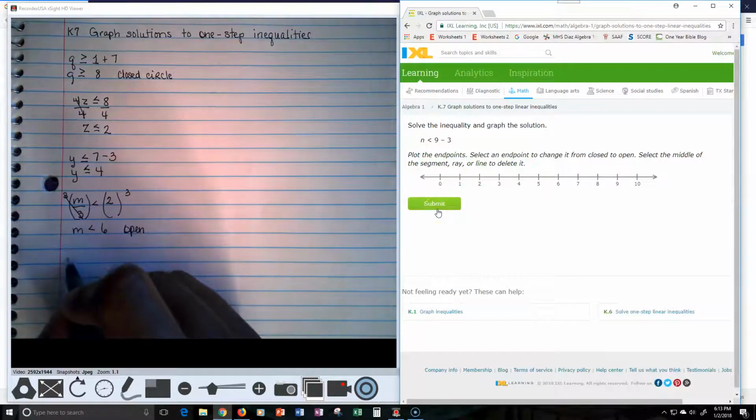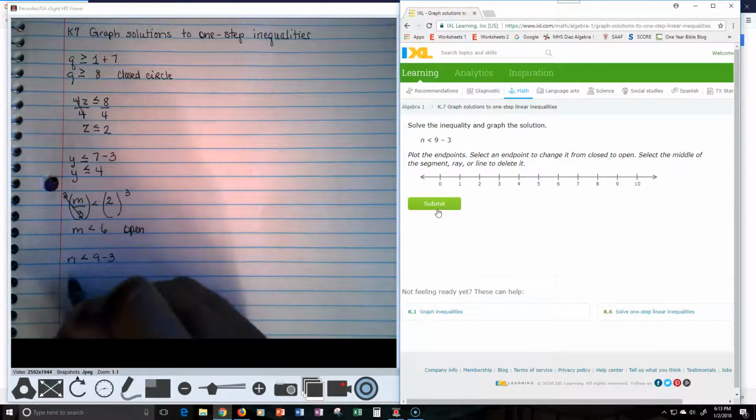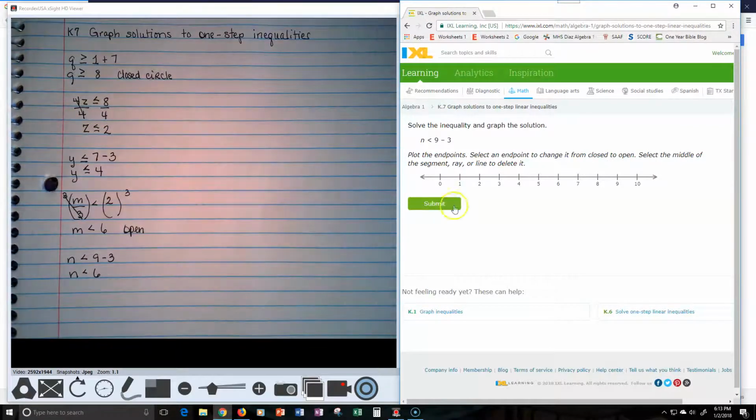Okay, then we have n is less than 9 minus 3. Well, n then is less than 9 minus 3, which is 6. We're comparing all values of n to the number 6. We don't include 6, so we have to again open the circle because there's no equal sign under here. And numbers less than 6 would include 5, 4, 3, 2, 1, and so forth. And then we're done with that one.